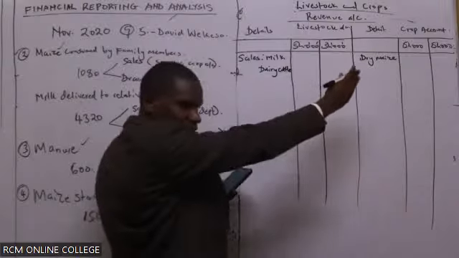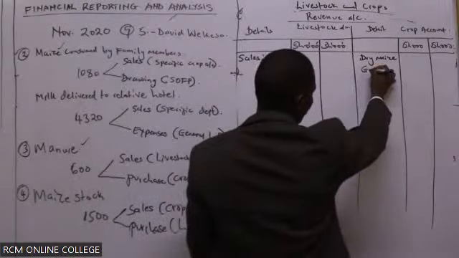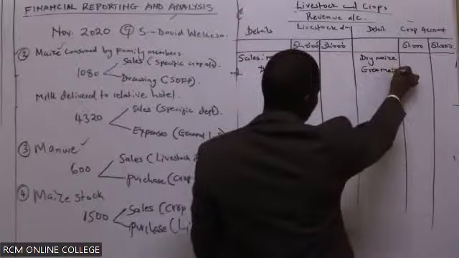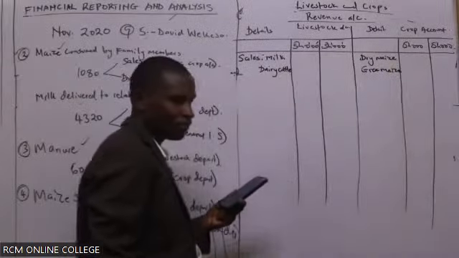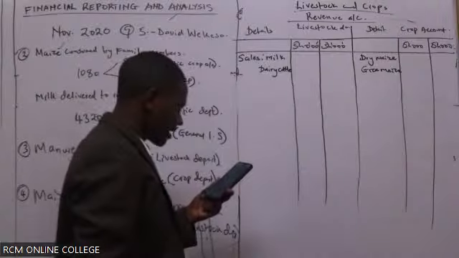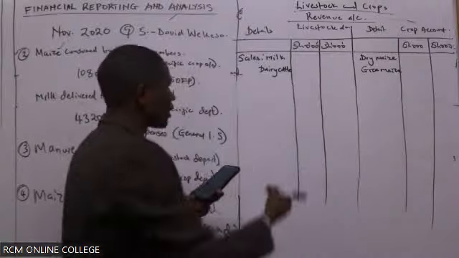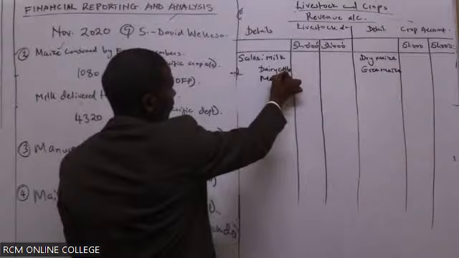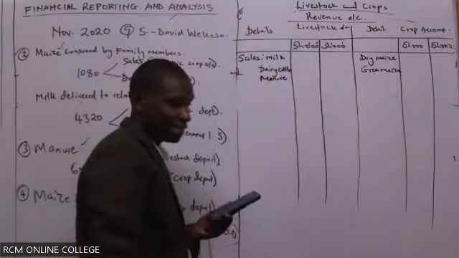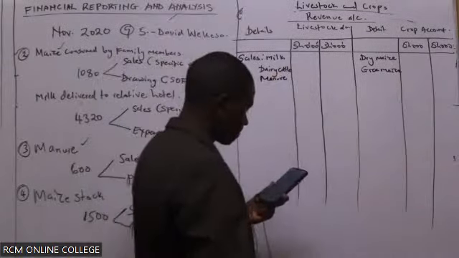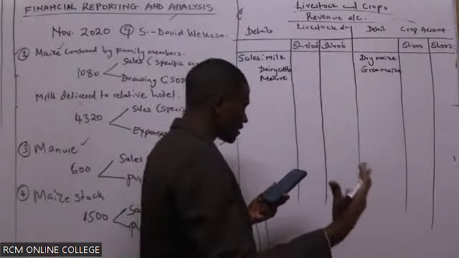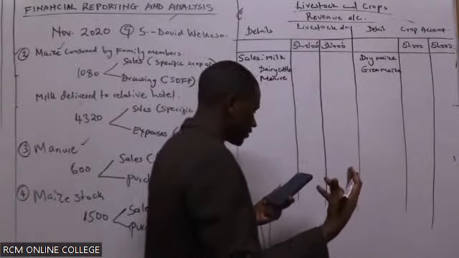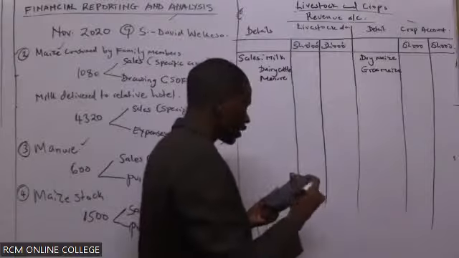Green maize, this side, right? We'll use green maize. Then on the other side, tuko na nini? Manure. This is very nice. Any other? Remember, tumeanza na kuangalia our trial balance, right? We've started with our trial balance.